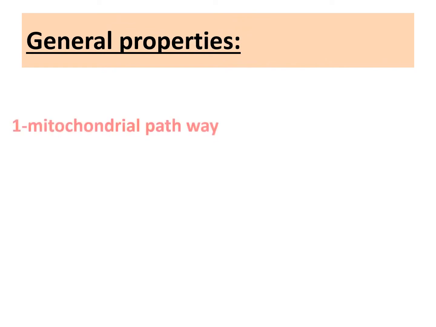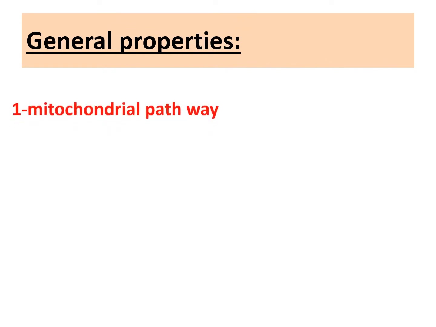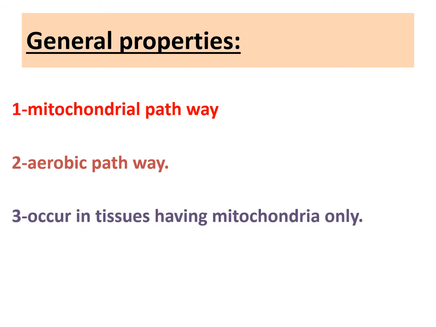General properties of the respiratory chain. Number one, it is a mitochondrial pathway. That means it occurs in the inner mitochondrial membrane, because the enzymes of this chain are located in the inner mitochondrial membrane. Number two, it is an aerobic pathway. That means it occurs in the presence of oxygen only, because the final acceptor of the electrons is oxygen. It occurs in tissues having mitochondria only. It does not occur in RBCs, because RBCs lack mitochondria and the enzymes of the respiratory chain are located in the mitochondria.